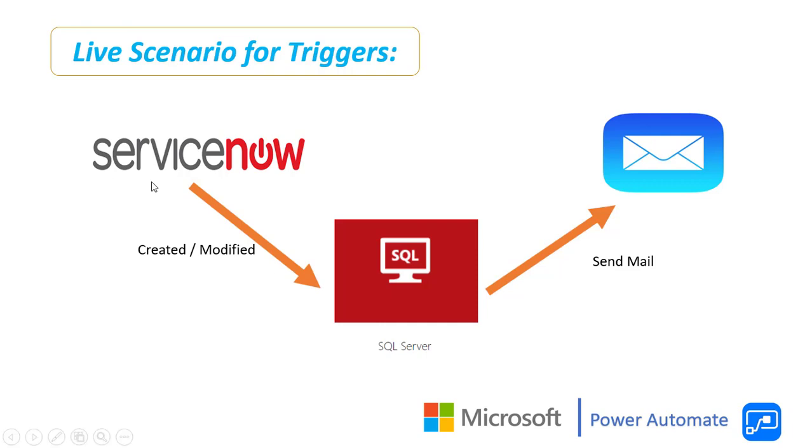This is our live scenario, but I can't show you how to create a ticket using ServiceNow. Instead, I will go directly to the SQL Server and show you how to insert a record directly using portal.azure.com. Then from there, we will create a flow and send mails directly. This is the live scenario we are going to do. We are using the triggers which I have shown you: one is when a new item is created and the other is when an item is modified.